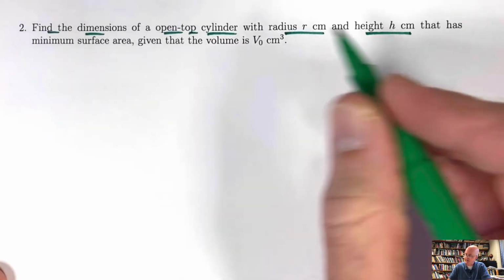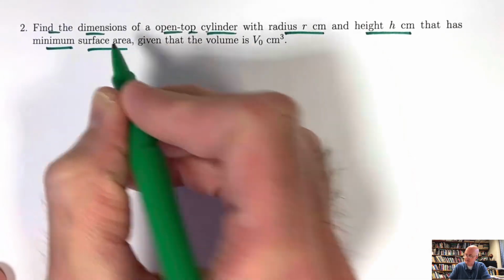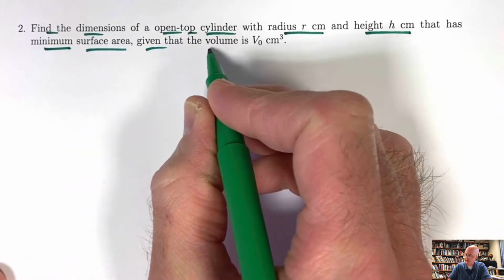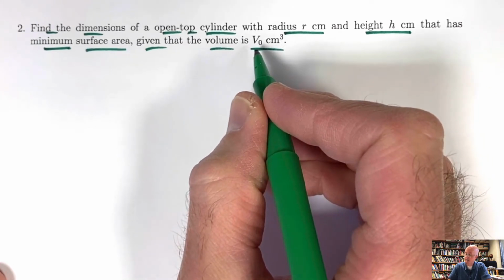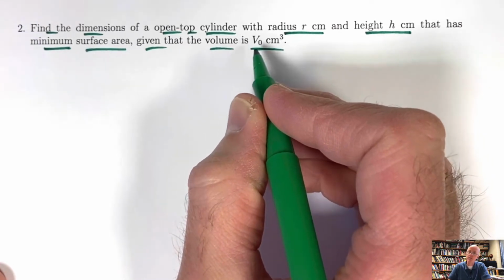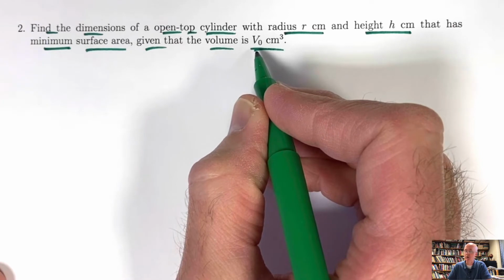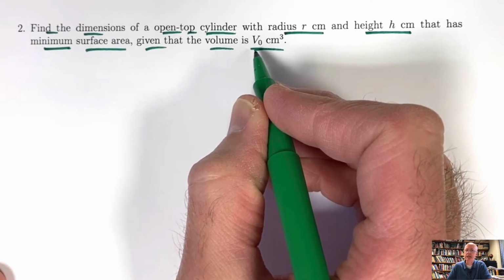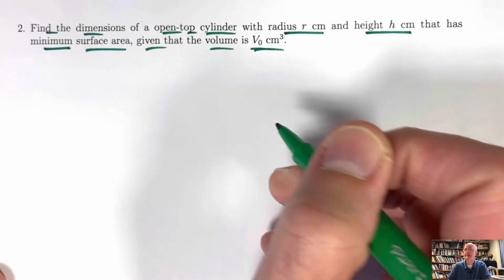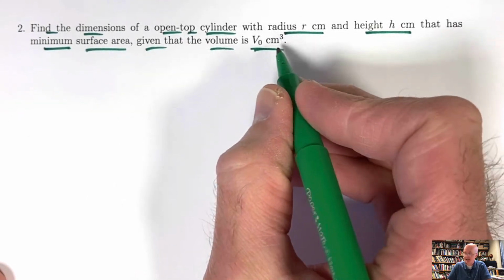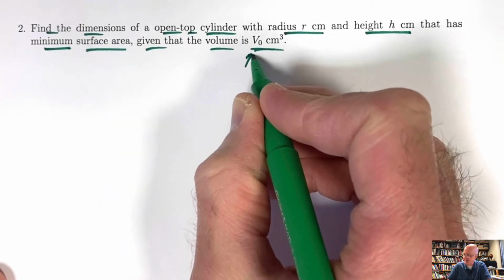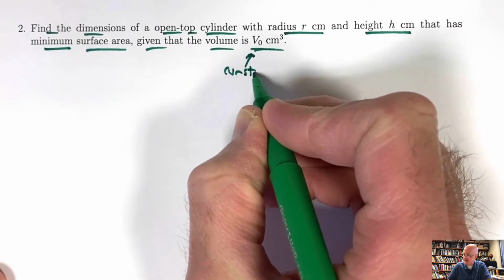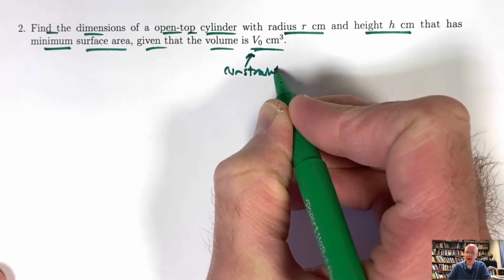We want to find the dimensions that give a minimum surface area, given that the volume is some specific number that I'm on purpose not specifying. I'm calling it V sub 0 or V naught if you prefer. The 0 is a naught. Cubic centimeters, that's the volume. This is the constraint, right? You're constrained by having a fixed volume.